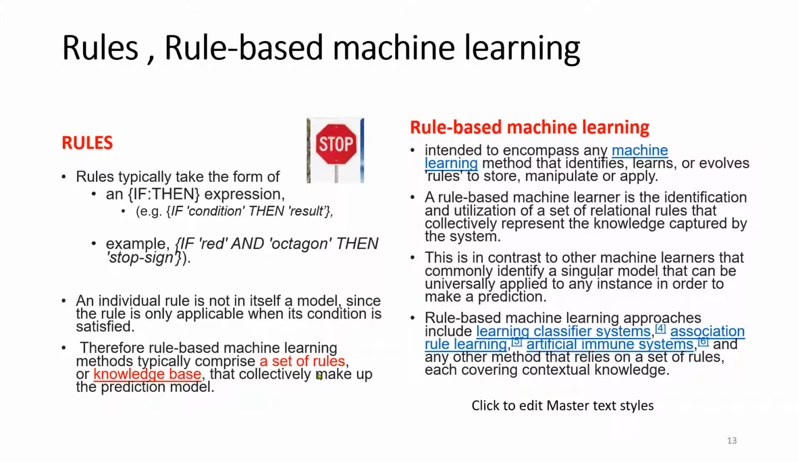Unlike the tree-based models, the rule-based approach uses an ensemble of what they call rules, and some of the rules can be trees. So rule-based machine learning intends to encompass any machine learning method that identifies, learns, or evolves rules to store, manipulate, or apply. It utilizes an ensemble of knowledge, a combination of rules, in contrast to other models where a singular model is usually applied. Rule-based machine learning models can include learning classifier systems, association rule learning, artificial immune systems, and so on.